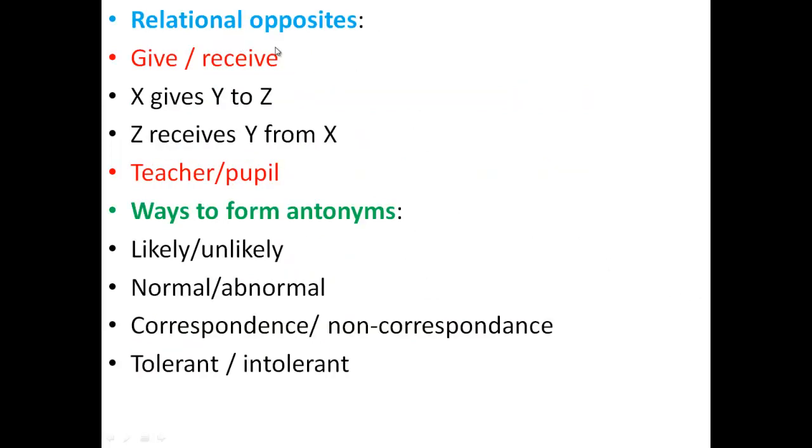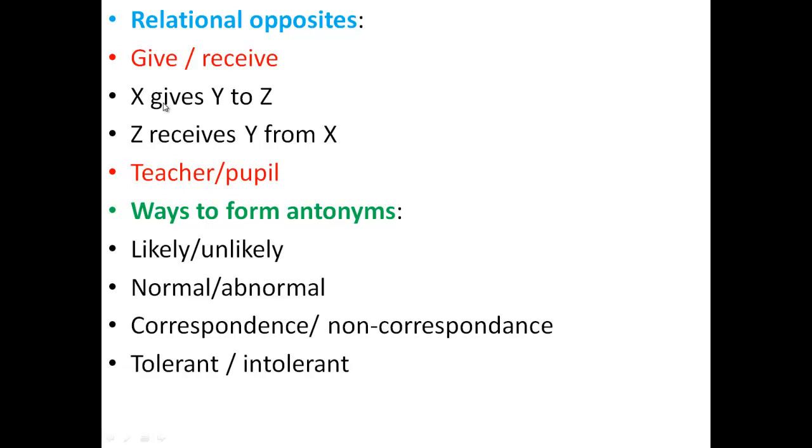Now, a third kind of antonymy is the one we call relational opposites. Look: give, receive. When you mention the word give, you automatically lead to the meaning of receive, because if you give something to somebody, that somebody is supposed to receive it. So the two words here are called relational opposites.